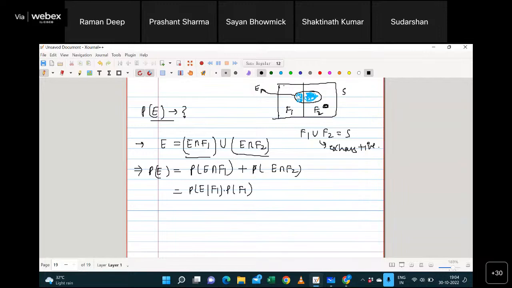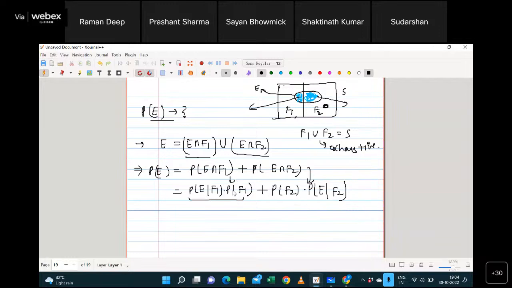Or simply, for this first blue region, I can say the probability of F1 has occurred, and what's the probability of E when F1 has occurred. For the second blue region, it is probability of F2 into probability of E given F2, same as before.